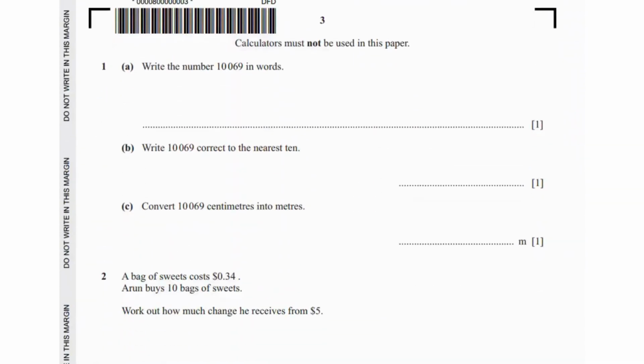It says write the number 10069 in words. So very simple, you just need to write this number in words, which is 10,069. So you just write 10,069. Simple as that. Then write 10,069 correct to the nearest 10.